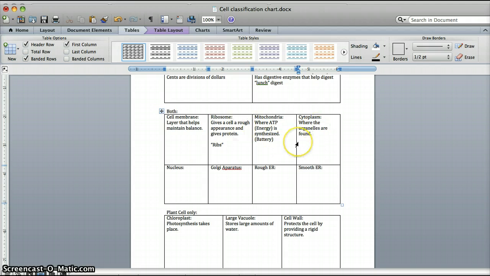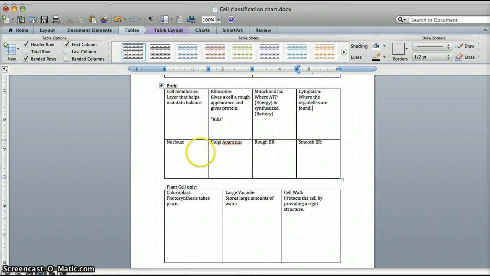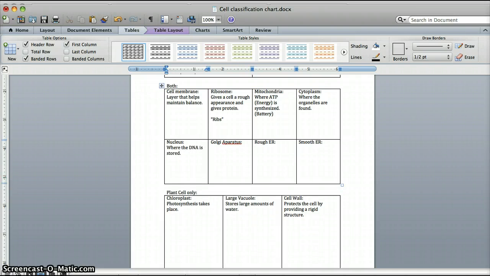So in both plant cells and animal cells, cytoplasm is where the organelles are found. Now, a nucleus. A nucleus is where the DNA is stored. That's the heart of the cell. It's where the DNA is stored, and it's where all the action happens.